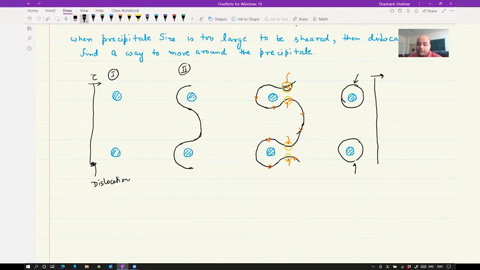Okay, so see, you have now learned a way of generating more number of dislocations also. So you had one dislocation which was moving on the slip plane, and then it observes two precipitates which are of larger size. It cannot cut them, so it bows around the precipitate, and by doing that, it also generates more number of dislocations. Okay, so you have learnt a new method of generation of dislocations.